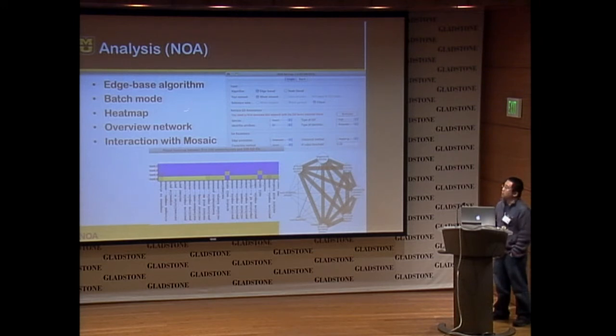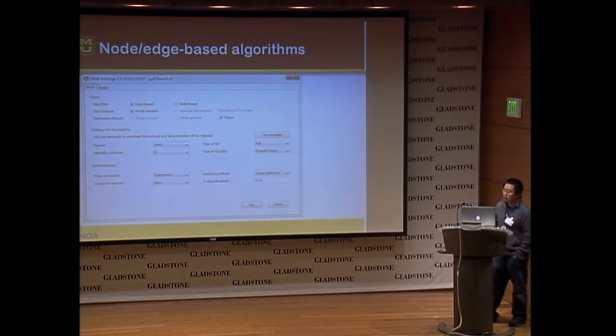And our collaborators developed a new algorithm for performing the enrichment analysis. It's based on the interaction of two genes rather than the gene itself. And we implement that function and also implement the traditional, gene set-based function. We call it node-based here. And for each single network, that's one advantage of these plugins, you can choose the novel interaction-based method or the traditional gene set-based method. And based on the different selection, you can choose the different test network or reference network.